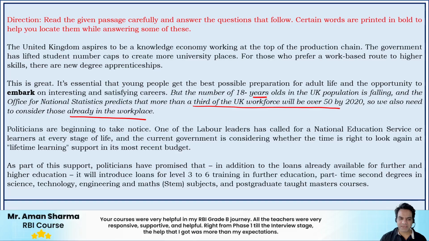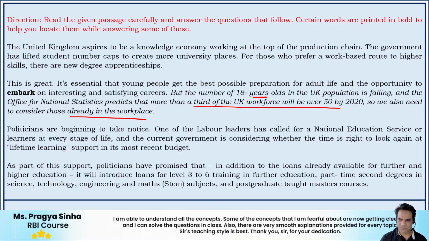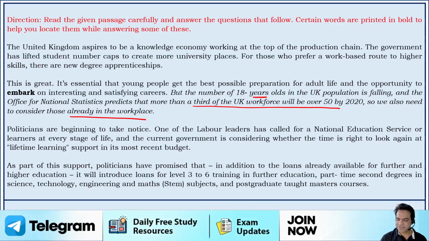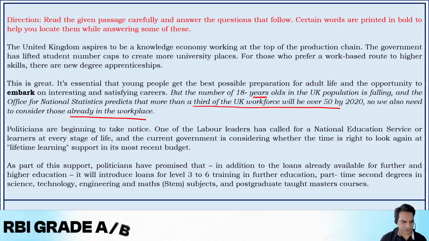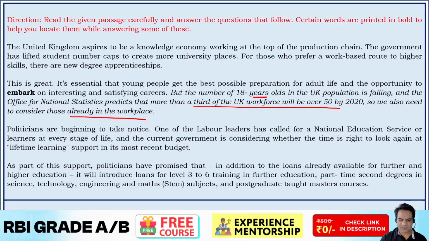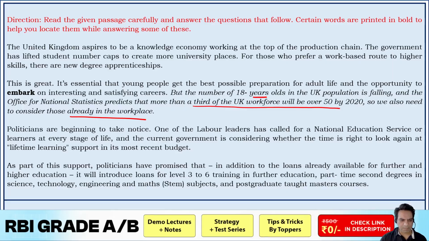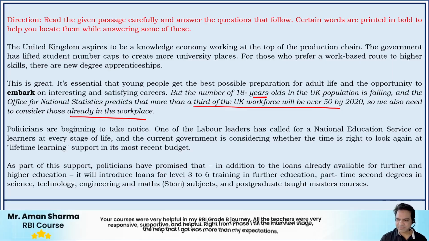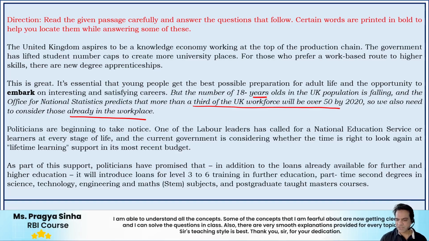Next, politicians are beginning to take notice. One of the Labour leaders has called for a national education service for learners at every stage of life. Okay, and the current government is considering whether the time is right to look again at lifetime learning support in its most recent budget. As part of this support, politicians have promised that in addition to loans already available for further and higher education, it will introduce loans for level 3 to 6 training in further education, part-time second degrees in science, technology, engineering and maths STEM subjects. So science, technology, engineering and maths subjects, and postgraduate taught master courses.